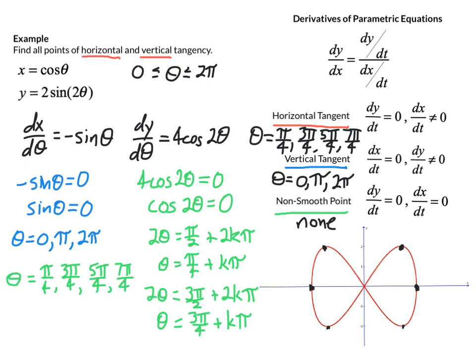And there's a possibility from time to time that you could have non-smooth points as well. That did not occur here. And it's just a matter of taking the first derivatives with respect to the parameter, which in this case was theta, and analyzing when those are 0.